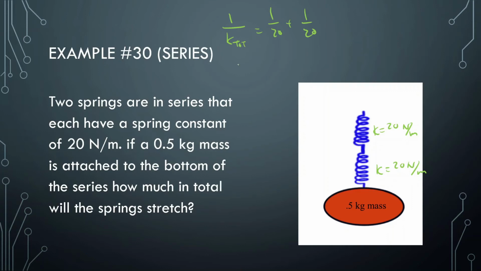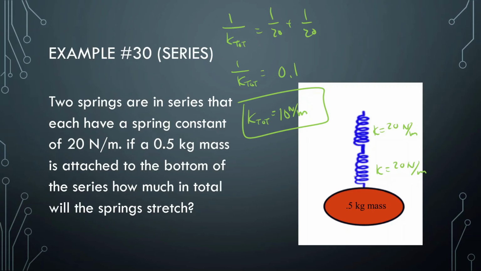How I like to do this is I like to just do 1 over K total is equal to, and plug this into my calculator. So I'm going to do parentheses 1 divided by 20 plus parentheses 1 divided by 20. And now I get this answer of 0.1. What I like to do at this point is find the inverse of this, and so I'm going to put 0.1 to the power of -1. And then what that gives me is 10 Newton per meter. And I hope that makes sense mathematically also. If we know 1 over 20 plus 1 over 20 gives us 2 over 20, which is 1 over 10. So that means K total would be 10.